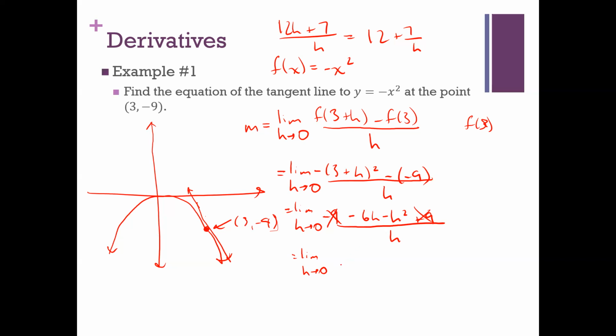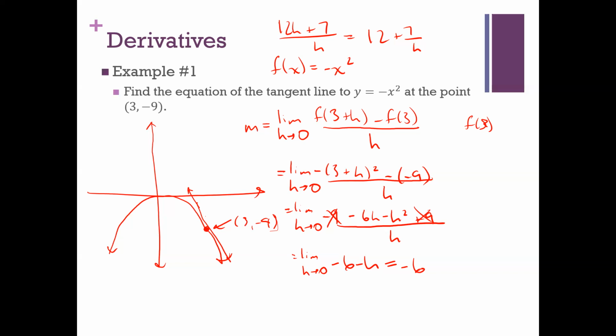So this right here ends up being the limit as h approaches 0 of negative 6 minus h. Can I evaluate that limit? What's that limit? Negative 6. So that kind of matches our suspicion. We thought that our slope was going to be negative and that it was going to be much steeper than negative 1. So we got the slope of the tangent line. It's exactly negative 6. So the slope of this parabola at that single point is negative 6.